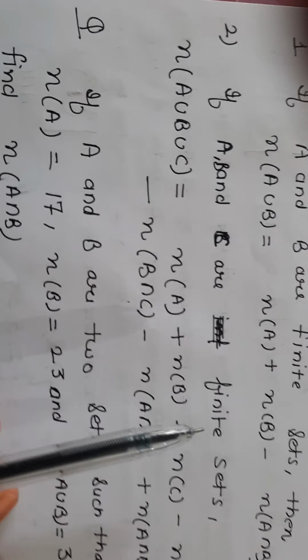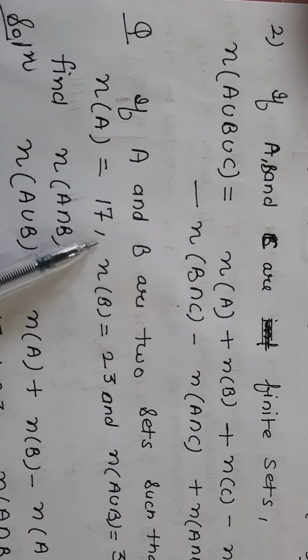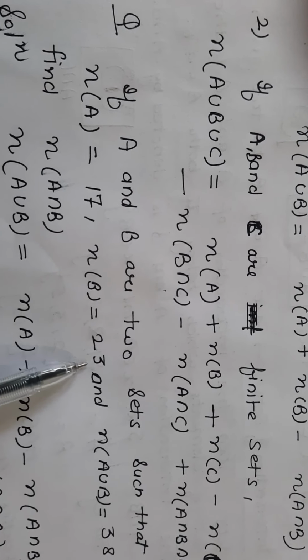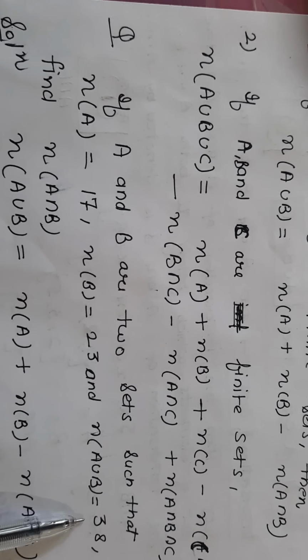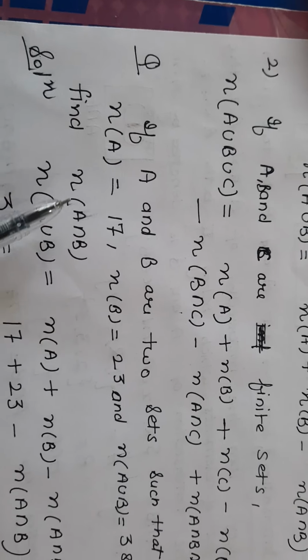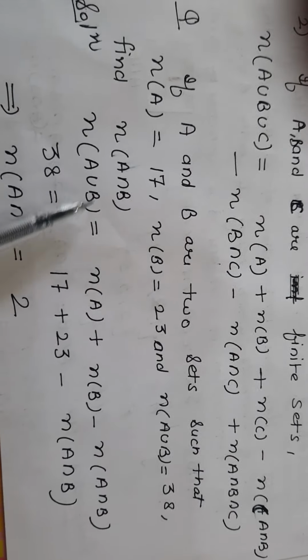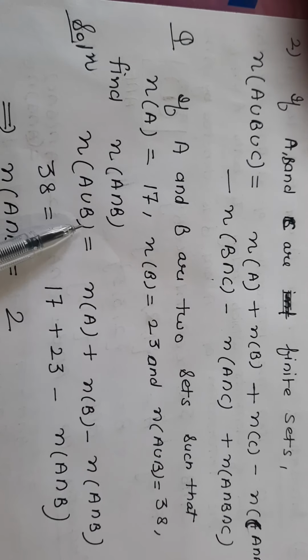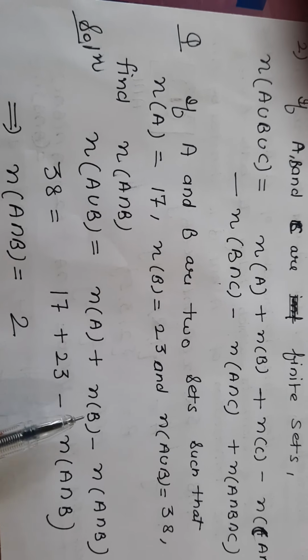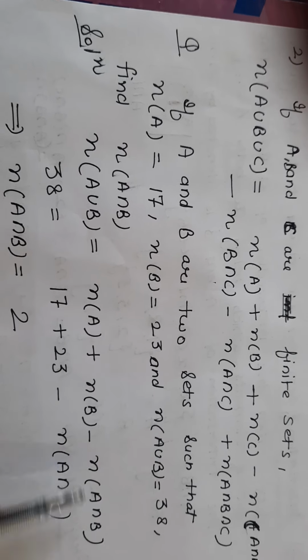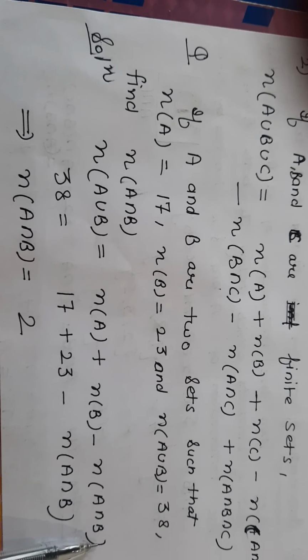For example, if you are given two sets A and B such that the number of elements in A are 17, in B is 23 and in union is 38, then find the number of elements in A intersection B. First you write down the formula. This is the formula of union. Number of elements in A plus number of elements in B minus number of elements in A intersection B.